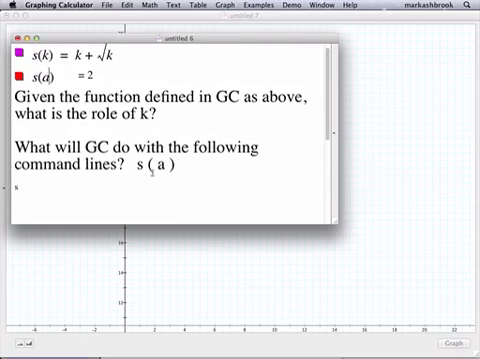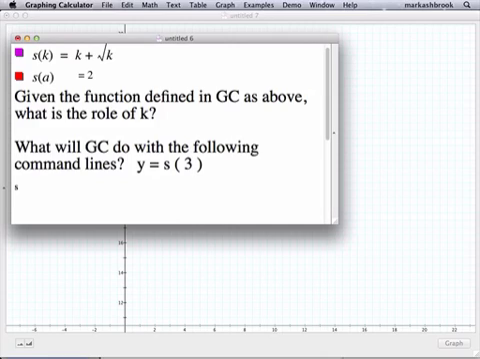Okay, what if I were to put in y equals S of, say, 3? What if my command line was this? Y equals S of 3. Okay, she said it would graph. Will it graph something? Yeah, we're putting a y in, so it's going to graph something. So the question is, what will the graph look like if I put in y equals S of 3?